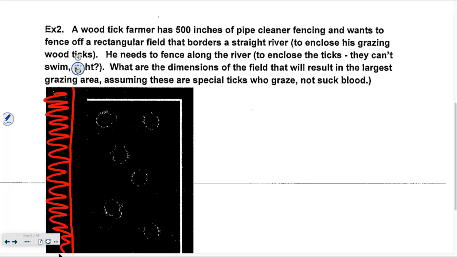So it says that there's 500 inches of pipe cleaner fencing, and he's going to fence off a rectangular field that borders a straight river. Right? So we're not going to fence this part in right here. And it says he needs to fence in along the river. He doesn't. So just so you know, there's a typo there. We don't need to put fencing along the river. And it says what dimensions of this field will result in the largest area.